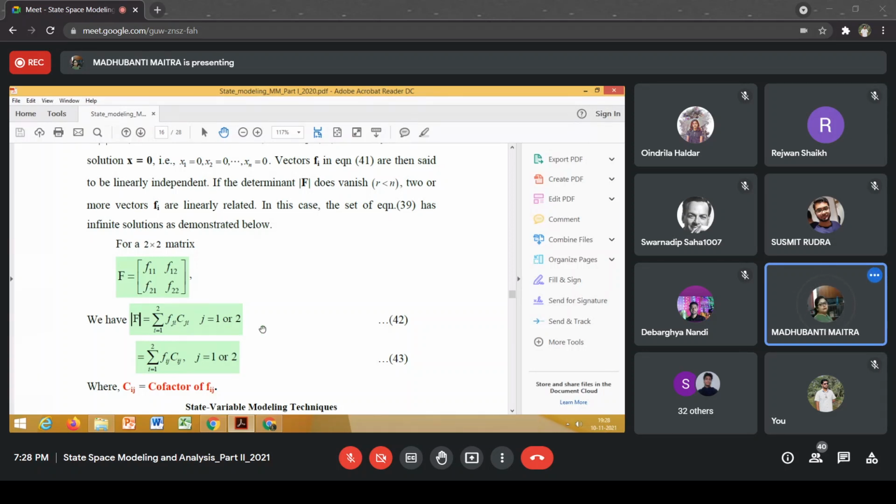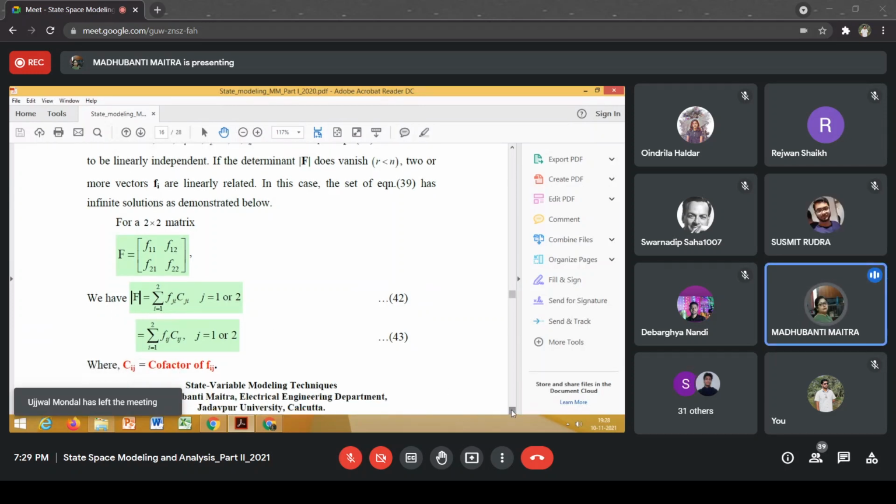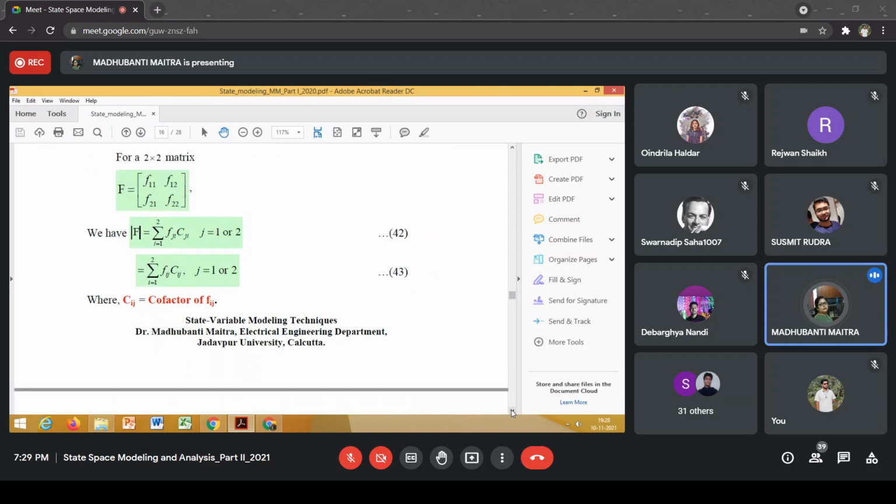Please check. Right, ma'am. So using this expression, we can find out the determinant F of this 2 by 2 matrix, and this can be written in this form as well, right? So Cij is the cofactor of the element Fij as per convention.